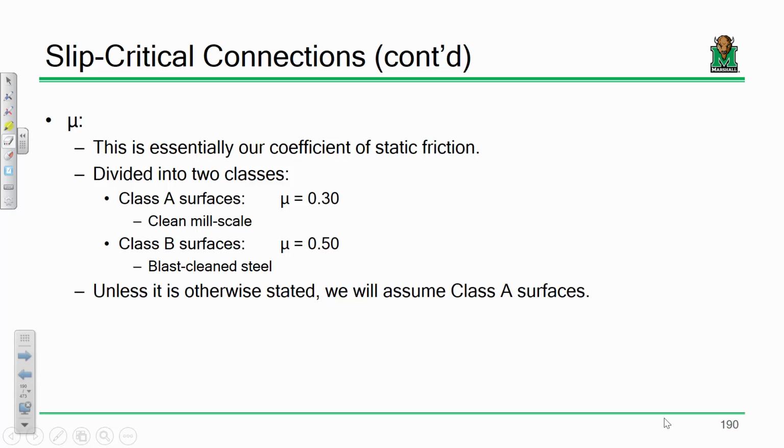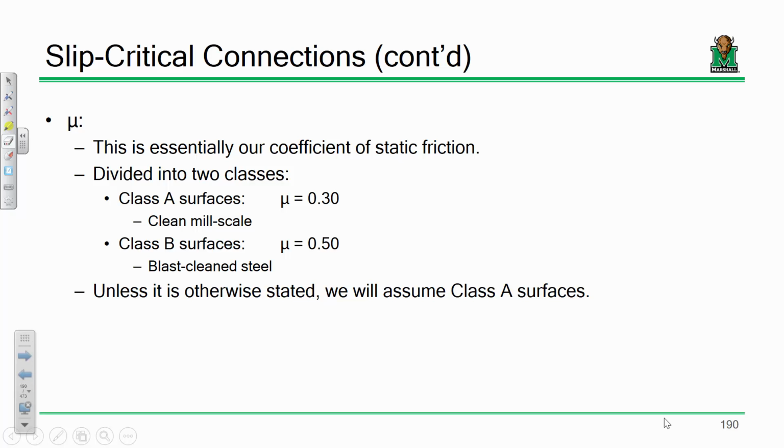Okay, so mu. Mu is our slip coefficient, but that's basically just from physics. It's our coefficient of static friction. What that's going to depend on is, I'm taking plate A, plate B, slapping them together, sticking a bolt through them. So mu is going to depend on the surface between those plates. What's the condition of that surface? We have a name for that in structural engineering. We call that the faying surface.